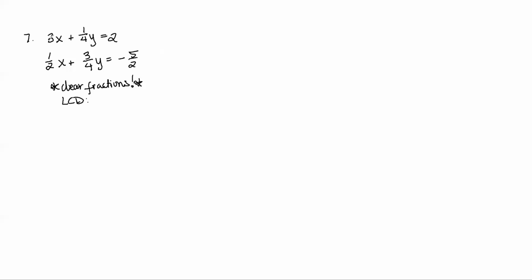So if we look at the first equation here, our only denominator is 4. And our second one, we have denominators of 2, 4, and 2. So the LCD is also 4. And now we want to multiply every single term by 4. So I'm going to multiply this first one by 4, the second one by 4, this last one by 4, even if it doesn't have a fraction. And we'll do the same thing on the second equation here.